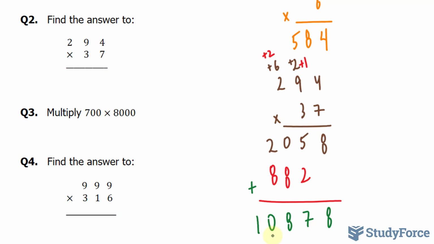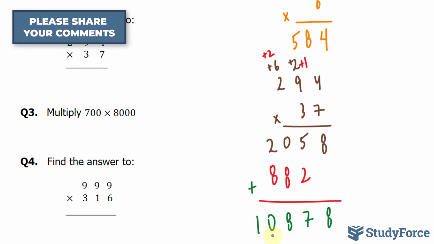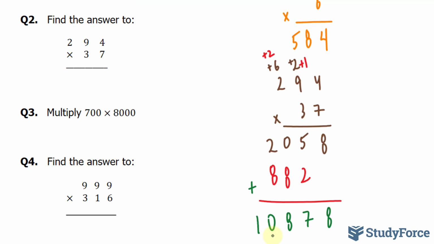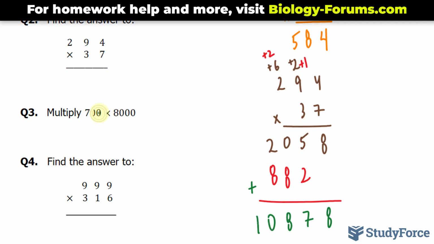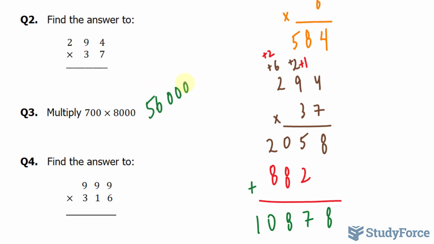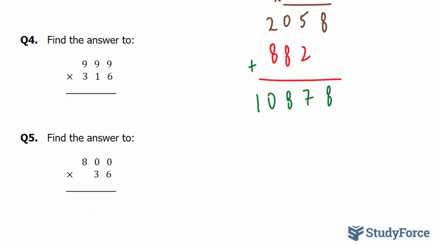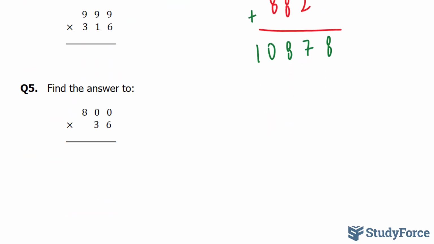Let's move on to question number 3. In question number 3, we have 700 times 8,000. This one is a lot easier than the other two, because when it comes to multiplying numbers that have zeros, all you do is multiply the numbers that are not zeros, and count the amount of zeros and add it to the number. For example, 7 times 8 is 56. We have 1, 2, 3, 4, 5. So our answer is 56 with 5 zeros. This number is read 5,600,000.